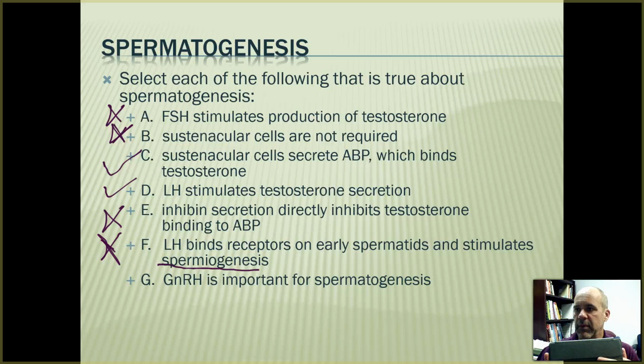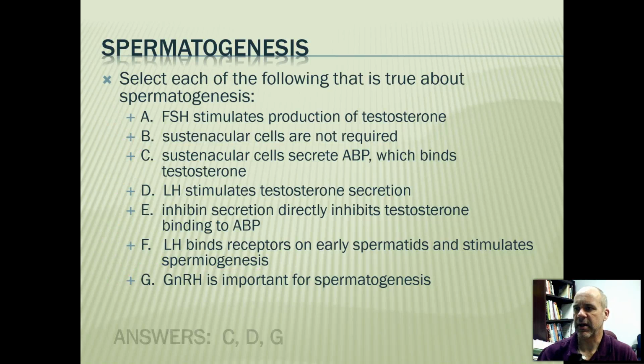LH stimulates the interstitial cells to make testosterone. GnRH is important for spermatogenesis. Yeah, that's made by the hypothalamus, but that is a releasing hormone that stimulates the anterior pituitary to secrete FSH and LH. Okay, so C, D, and G.